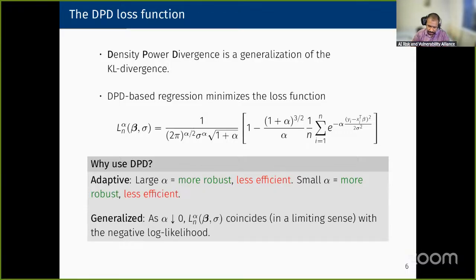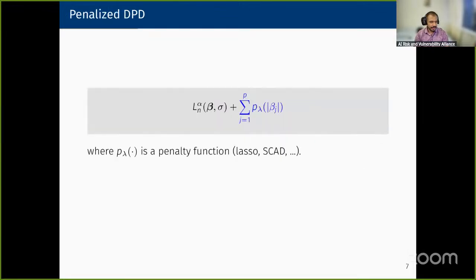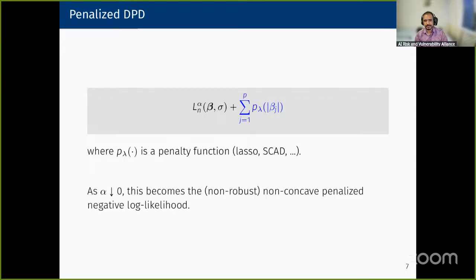So this also generalizes log likelihood based estimation, that is, maximum likelihood estimation. The minimizer of the DPD loss function at alpha equal to 0 is exactly the same as the maximum likelihood estimate. A small quip about these parameters: don't get put off by these. This is just the standard normal loss function with a bunch of extra terms. When we add a penalization, simply a penalty term gets added, which can be the standard lasso L1 penalty or the SCAD penalty, the smoothly clipped absolute deviation, being a very good example of that. And again, when alpha goes to 0, this becomes the standard penalized negative log likelihood loss function.